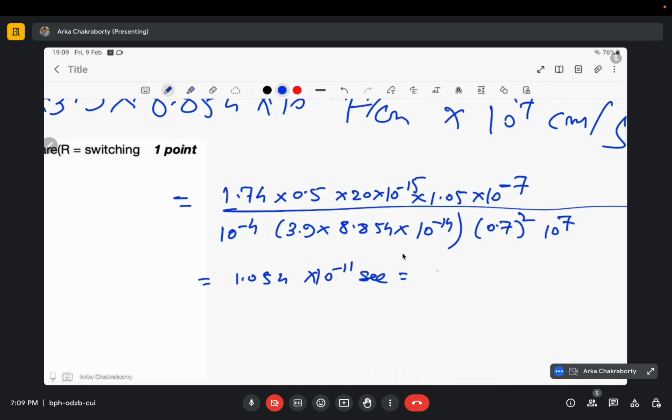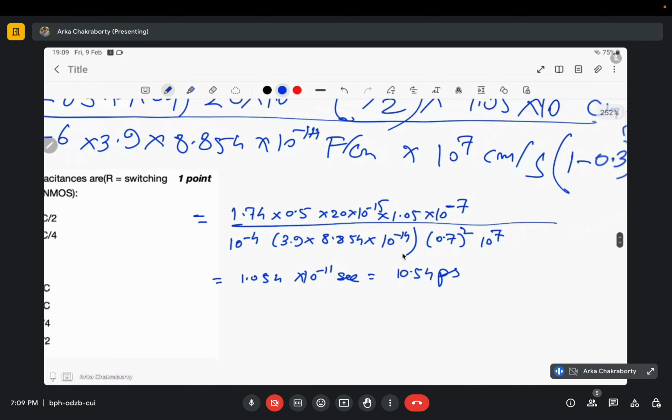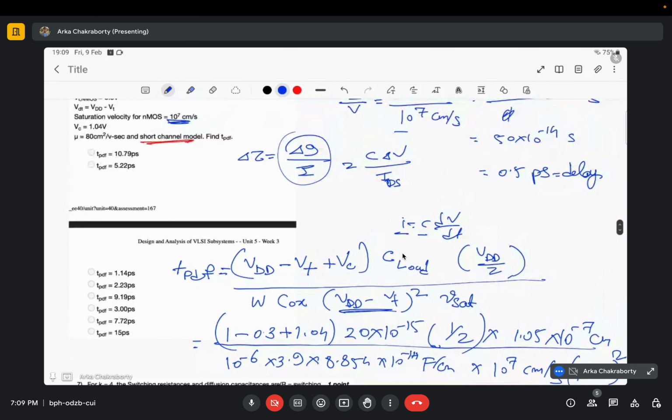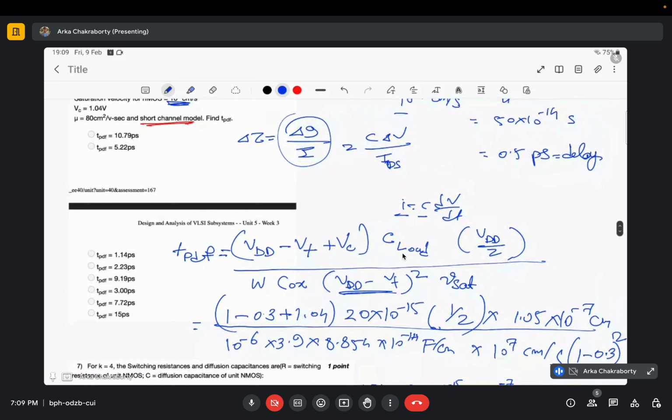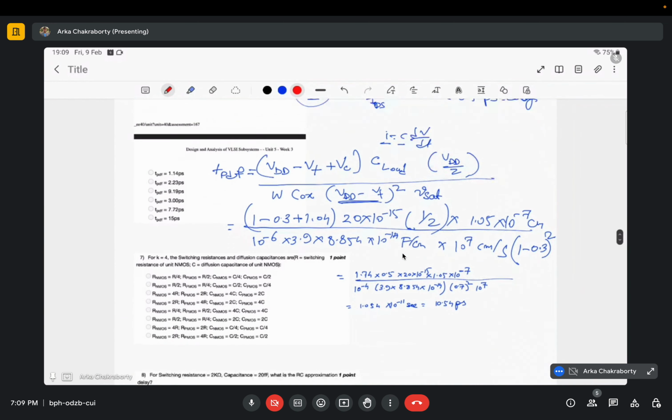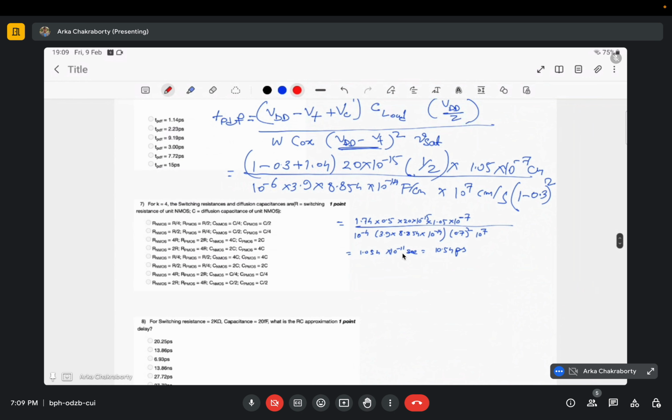That is 10.54 picosecond. So anything close to it, 10.54, is the answer. Got it? Everything clear? Okay, fine.